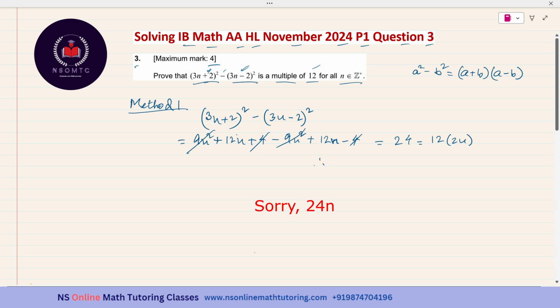Therefore, it is a multiple of 12. So you can prove it this way, or else let me take this one also because I was planning to use that identity previously.